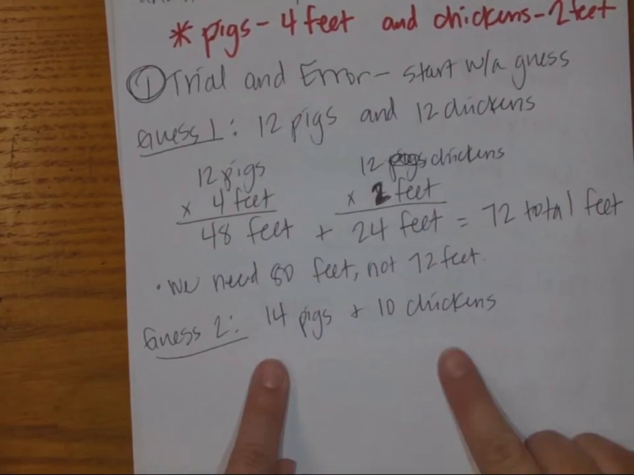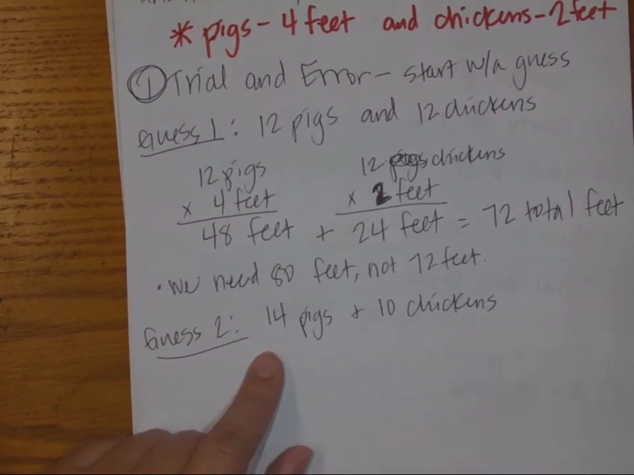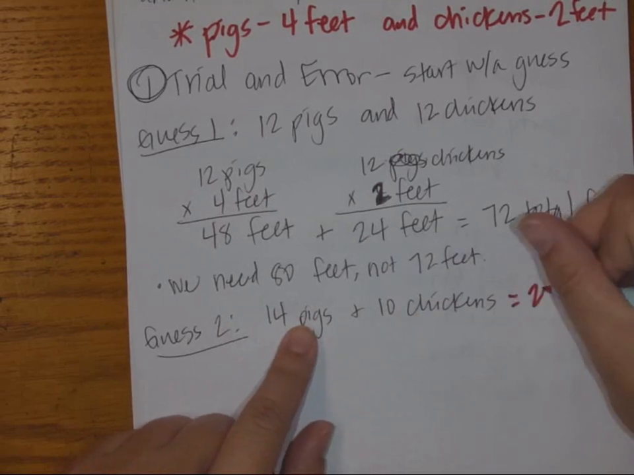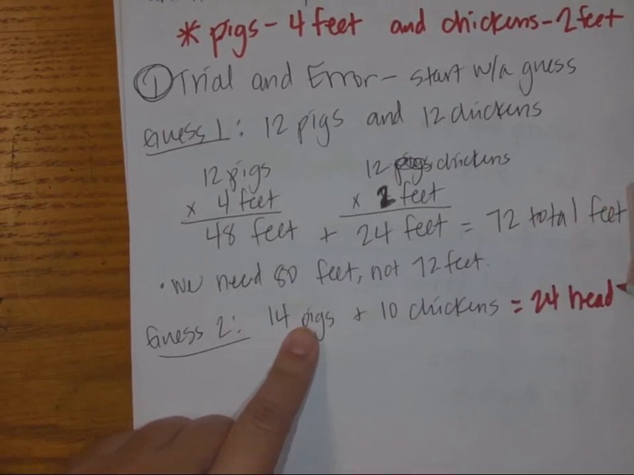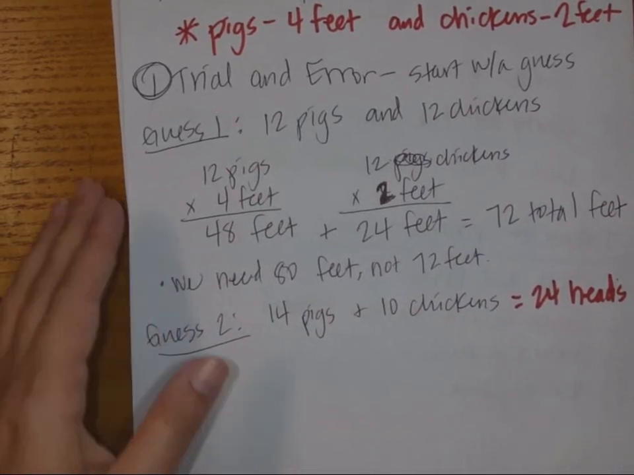How come I couldn't do 14 and 12? How come I couldn't do 14 and 16? How come I couldn't do 10 and 10? Because the number of animals I have has to add up to be 24 heads. Okay, so that might be something you need to talk with your students about, like if you were covering this problem.